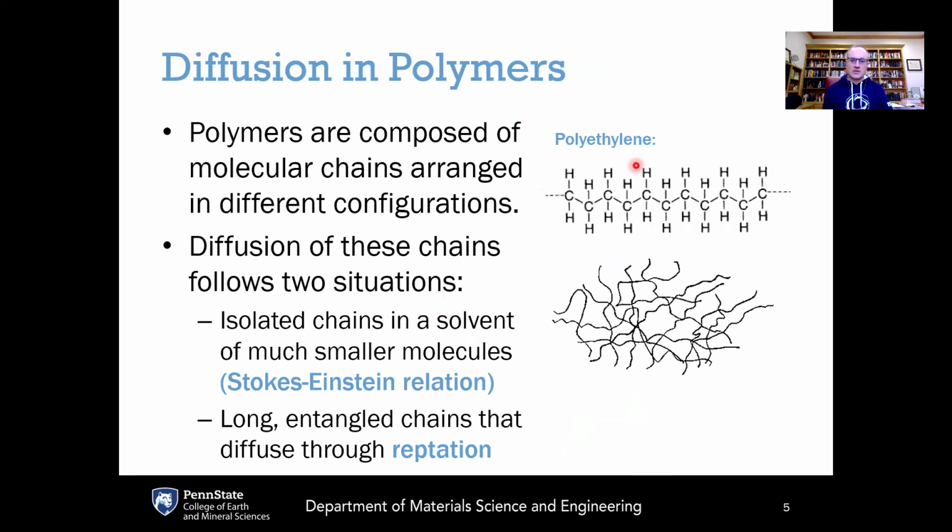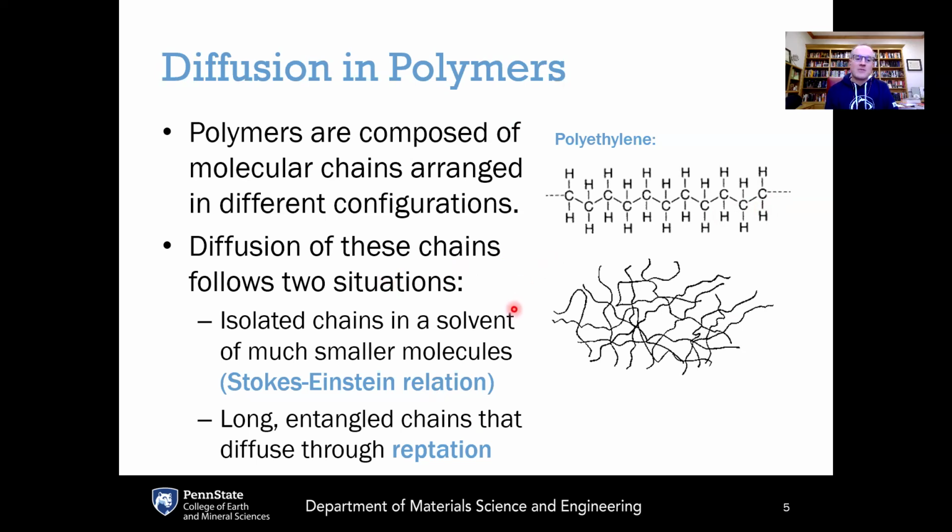So when we consider diffusion in polymers, of course, as you know, polymers are composed of molecular chains arranged in different configurations. The simplest of these would be polyethylene, shown here, which is just the CH2 groups linked together in a long chain, as shown here. And diffusion of these chains can follow two different types of situations.